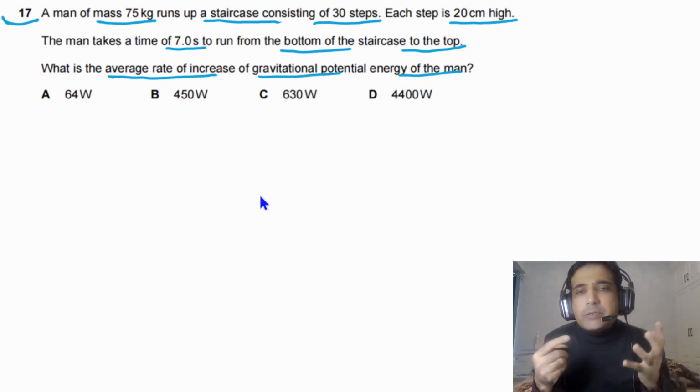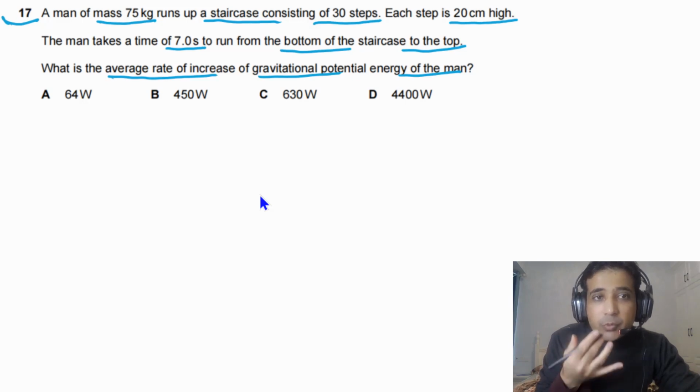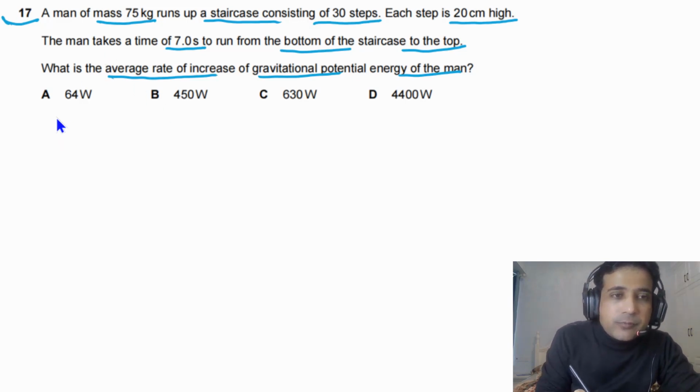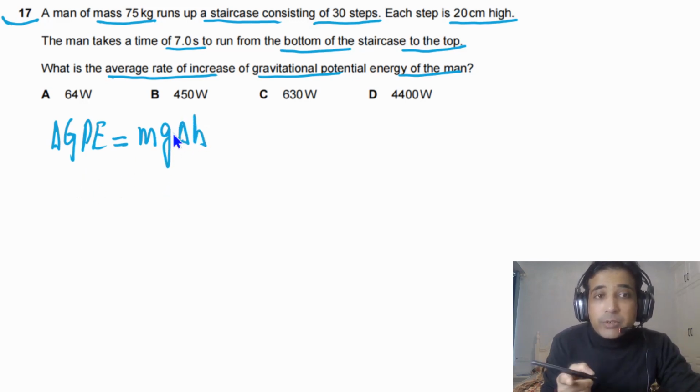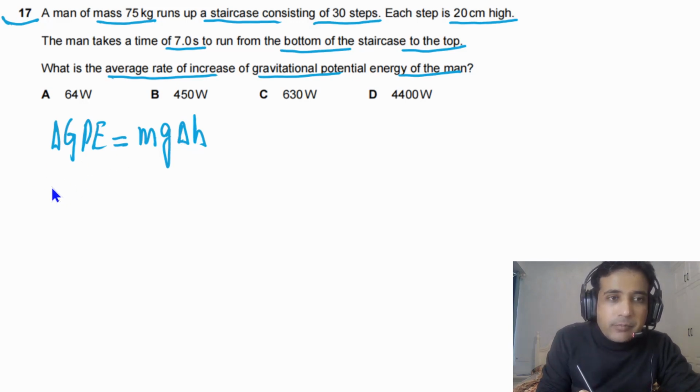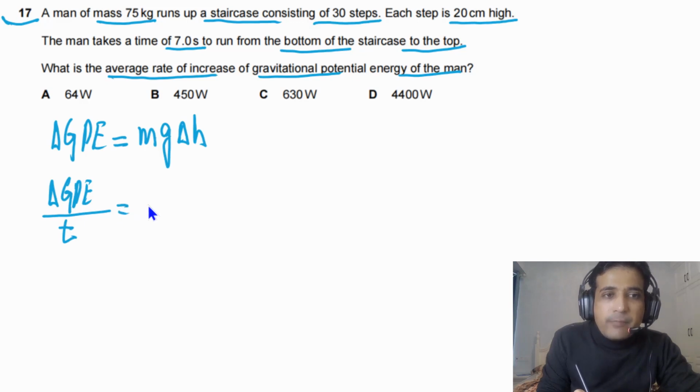Very straightforward question. Simply this is asking you to calculate the rate of increase of gravitational potential energy. First of all, we can calculate the change in gravitational potential energy, delta GPE. That will be equal to the mass of the person times g times the change in height. And we need to calculate the rate of increase, so we can divide this by time. If we divide the total change in gravitational potential energy by the total time taken, we can calculate the average rate of increase of GPE.